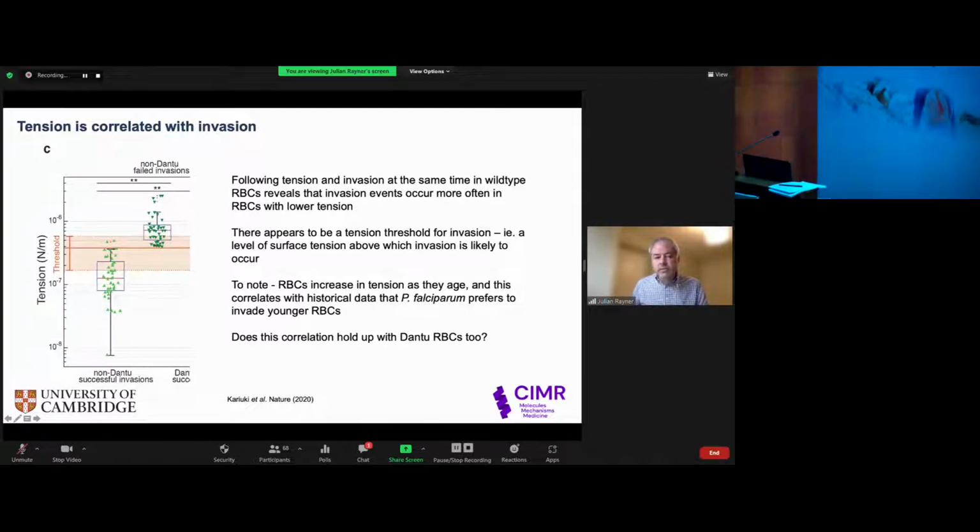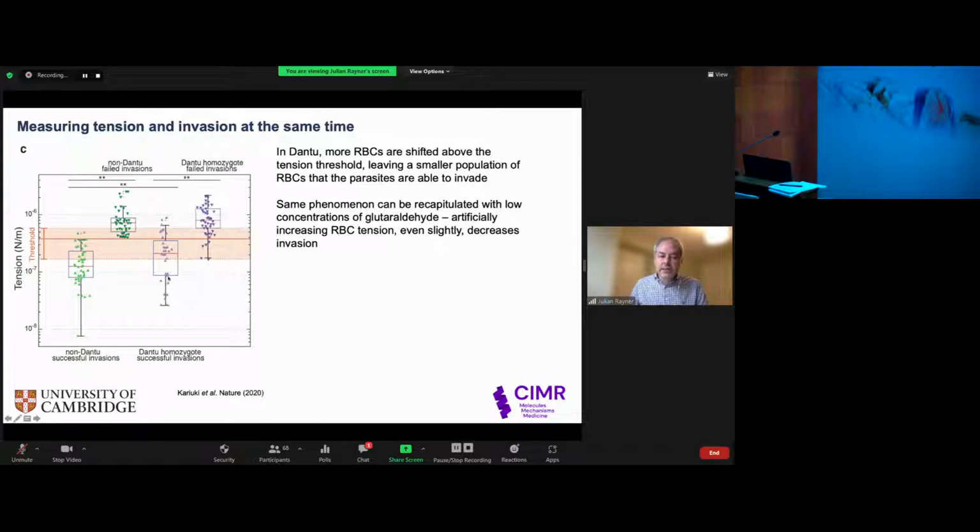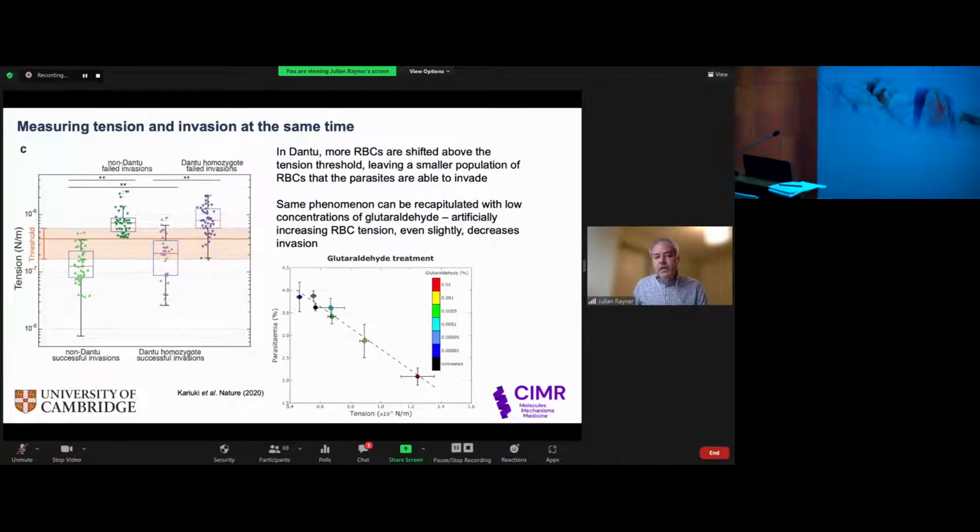Then if you did this with Dan2 red blood cells, you could see that, because the Dan2 red cells are shifted upwards, more of the cells fall above this tension threshold, and there's a decrease in the invasion. So our hypothesis was that if you increase the tension of red cells, you decrease invasion. And we could recapitulate the same phenomenon using very, very low doses of glutaraldehyde, 0.01%, and so on. That subtly increased the tension, and it also decreased invasion. So by modifying tension, you can decrease invasion.